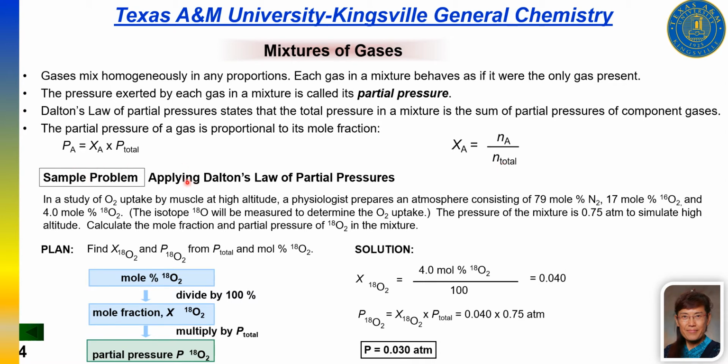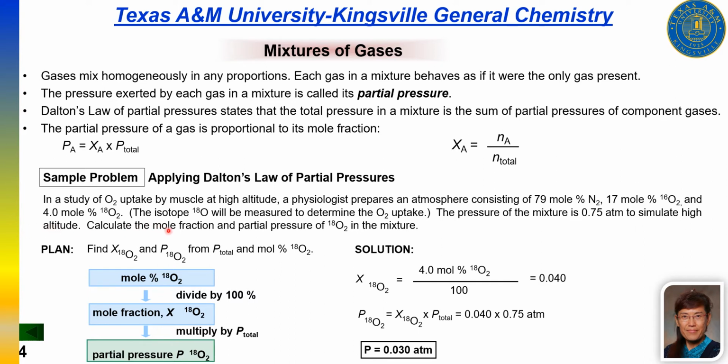Let's try an example, applying Dalton's law of partial pressures. Assume you are studying the oxygen uptake by the muscles at high altitude. You are going to prepare an atmosphere composed of 79 mole percent of nitrogen, 17 mole percent of oxygen 16, and 4 mole percent of oxygen 18. Oxygen 18 and oxygen 16 are isotopes. Oxygen 18 can usually be used to measure and determine the oxygen uptake. So the total pressure of this mixture is determined to be 0.75 atm to simulate the high altitude.